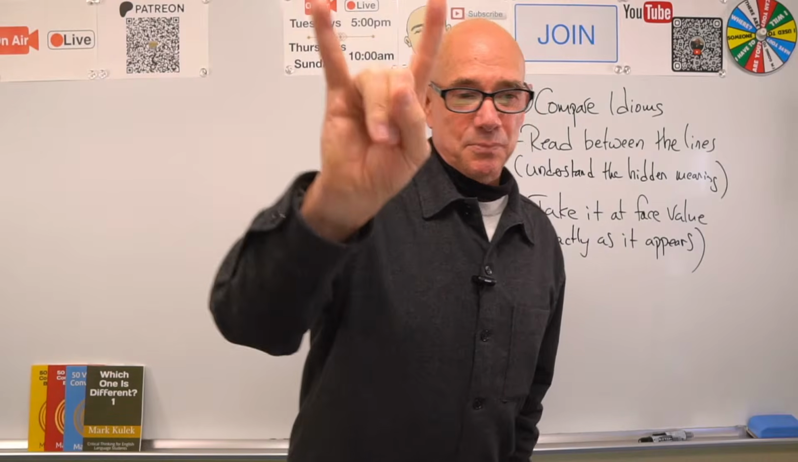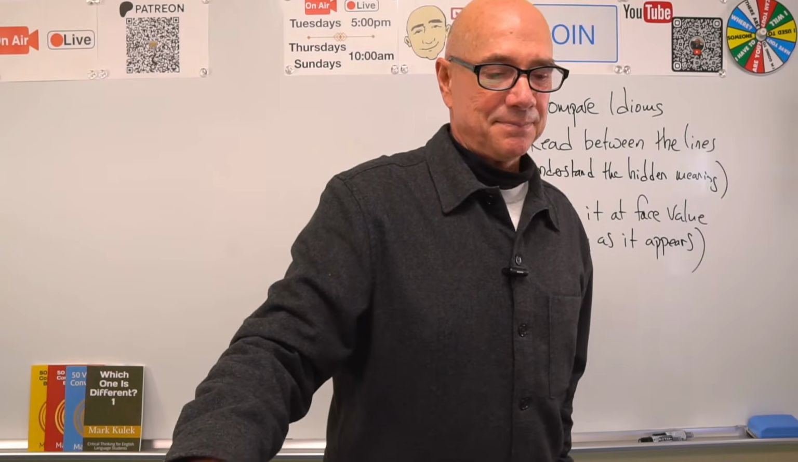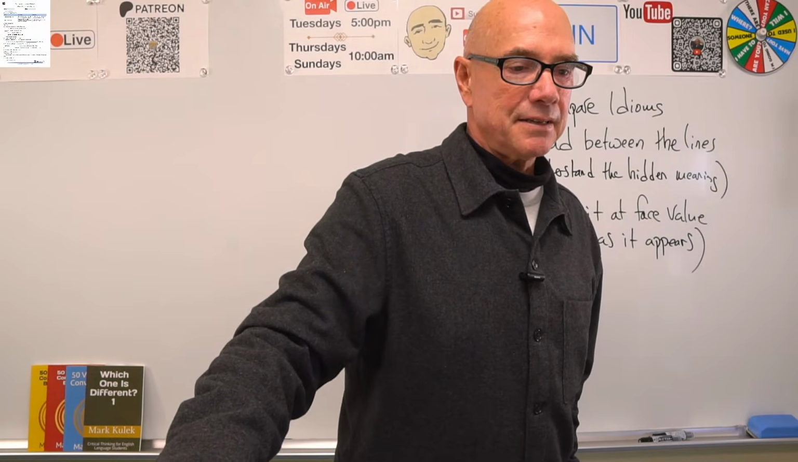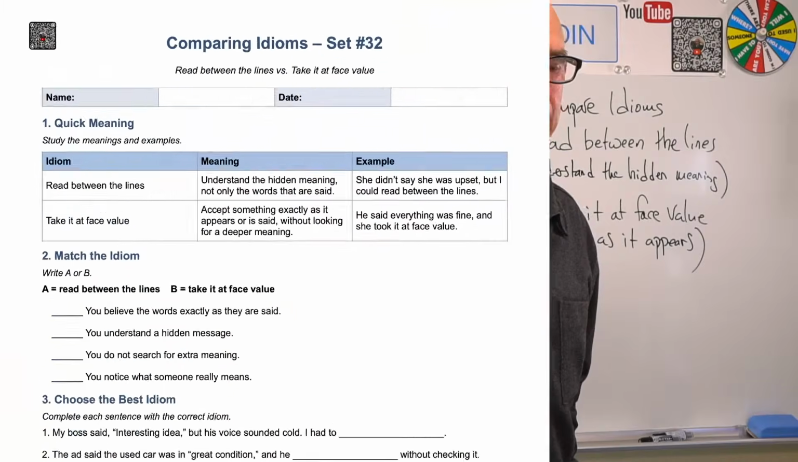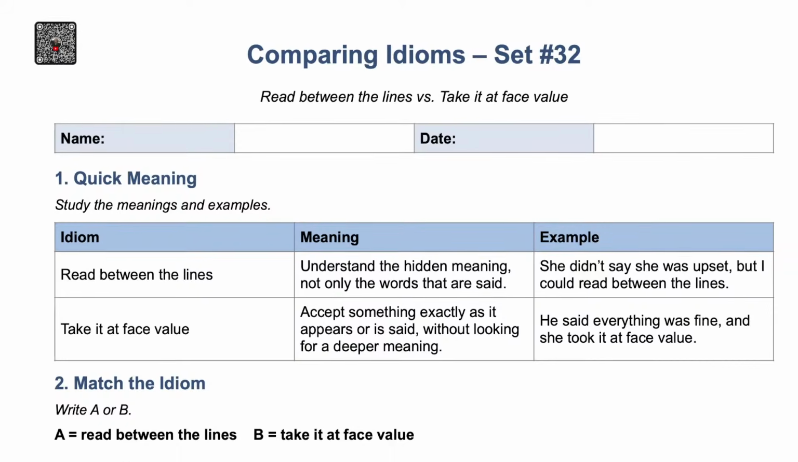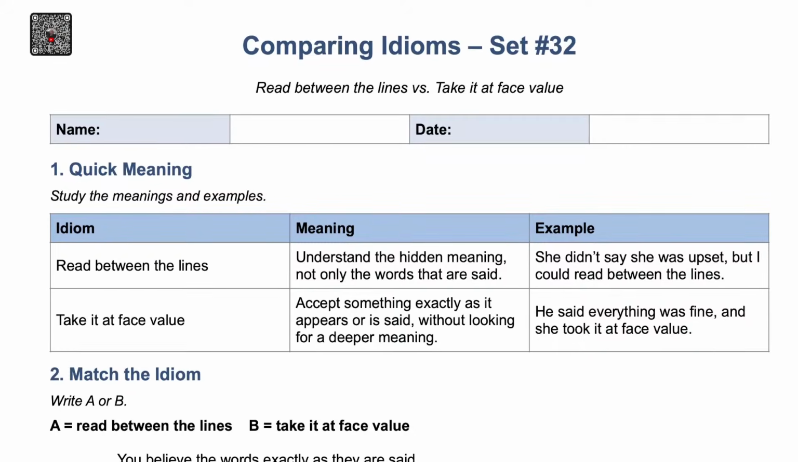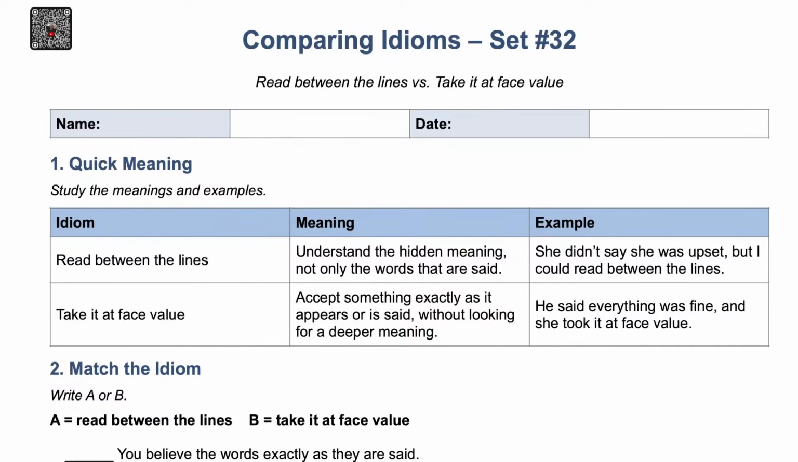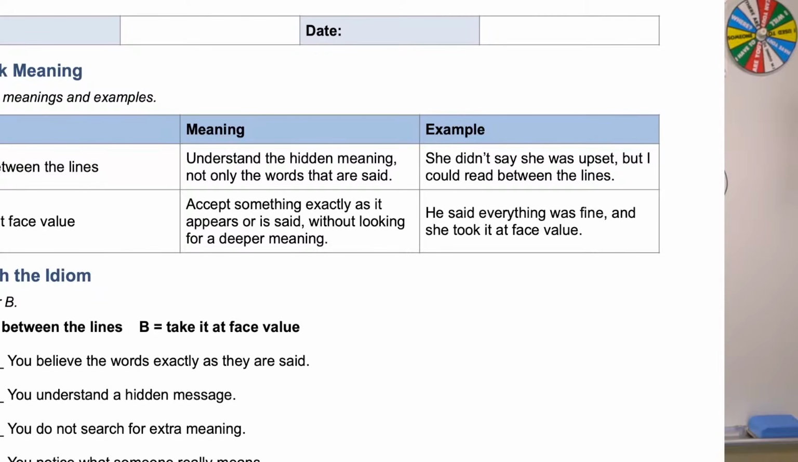And there are two pages for this one. Let's make it larger here. Okay, here we go. This is the worksheet. So we're comparing idioms, right? This is set 32. And our two idioms, right? Read between the lines, take it at face value. Let me make it a little bit larger here for you.